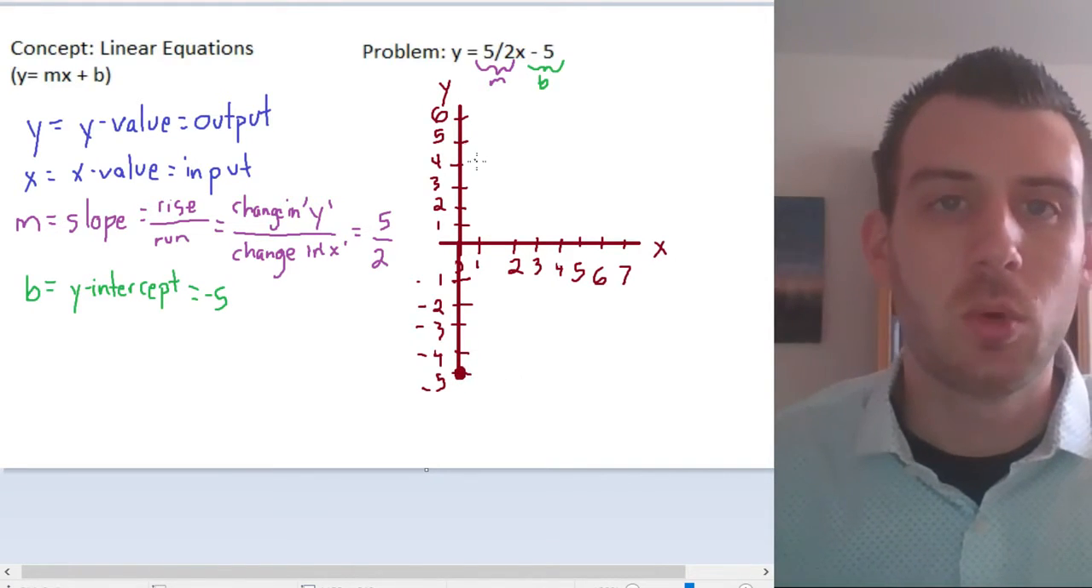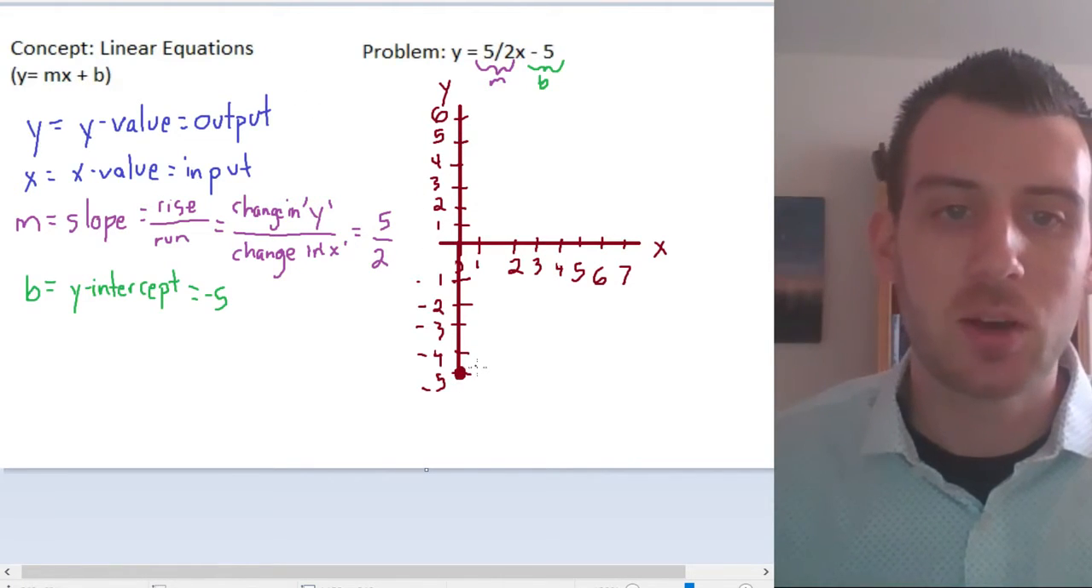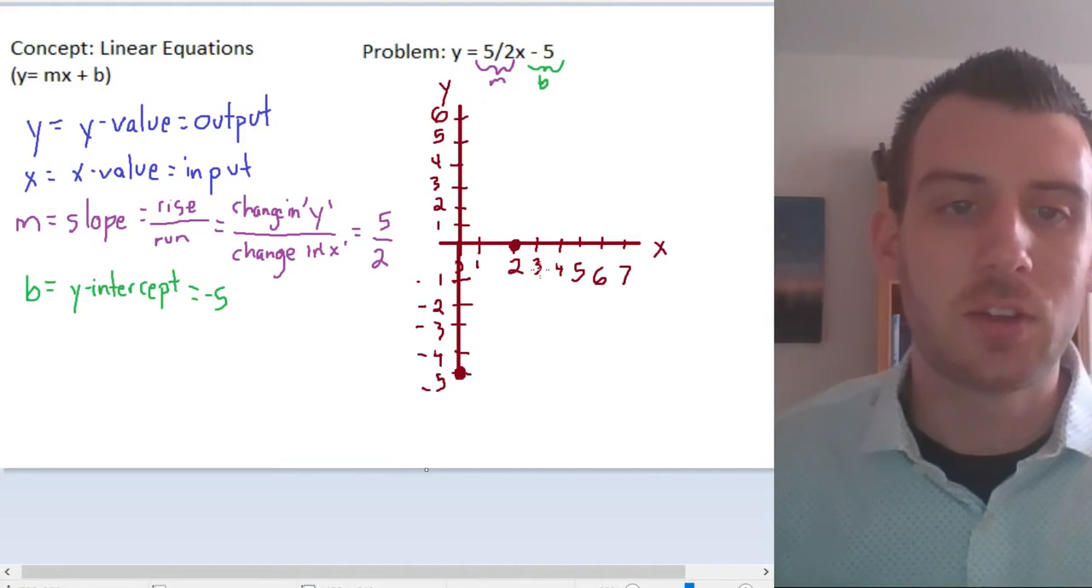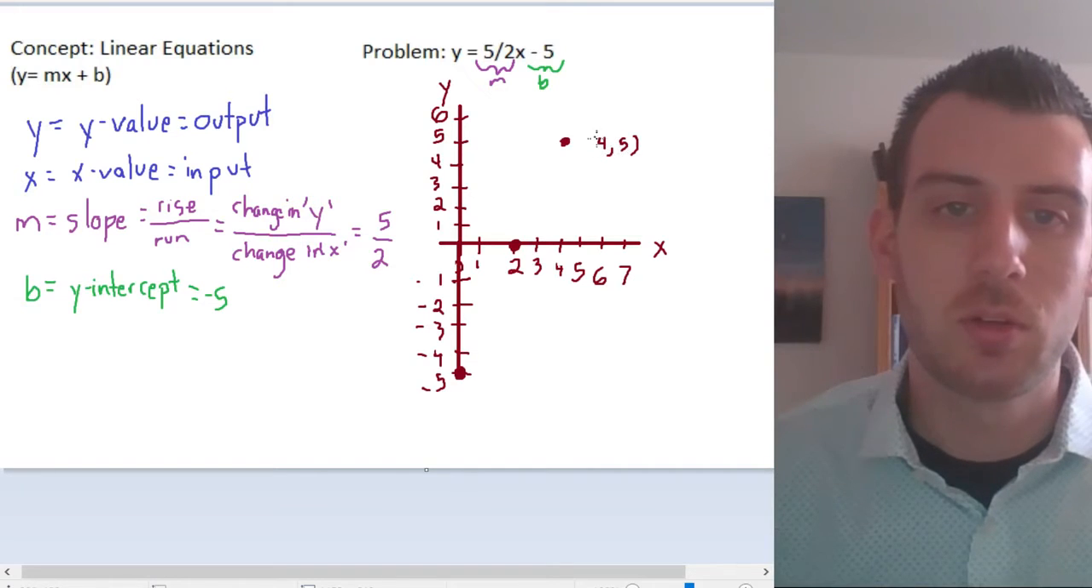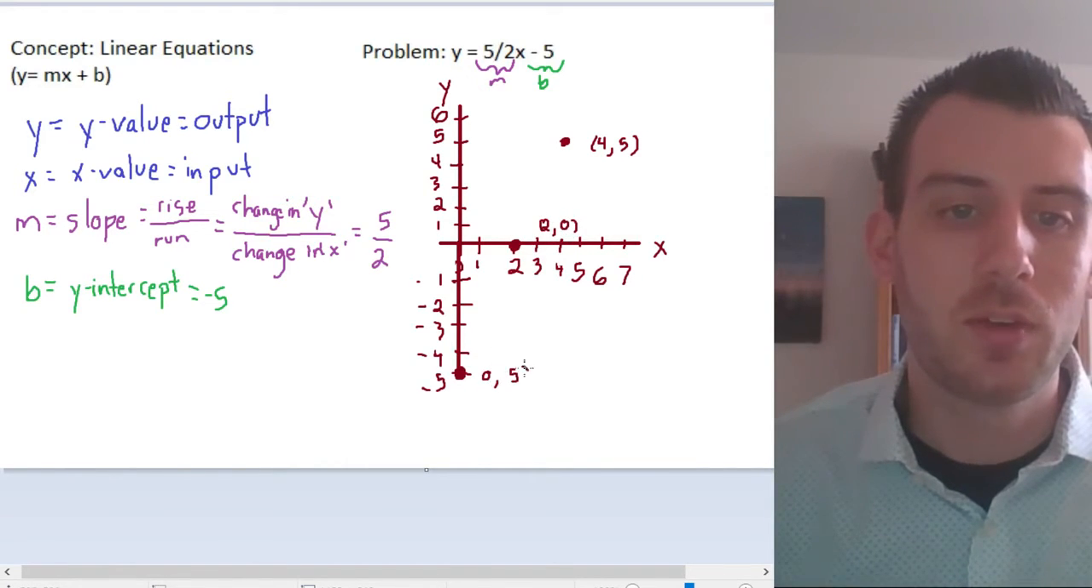Now what else do I get to do? Well, I need to have a direction. This slope tells me my direction. It says I'm going to go up 5 for every 2 I go over. So let's count that out. I've got 1, 2, 3, 4, 5 puts me right at the axis, and then 2 over. All right, if I was going to do that again and I was going to go up 1, 2, 3, 4, 5 and then over 2 more, I would be at the coordinates 4, 5. This is 2, 0 and 0, 5.